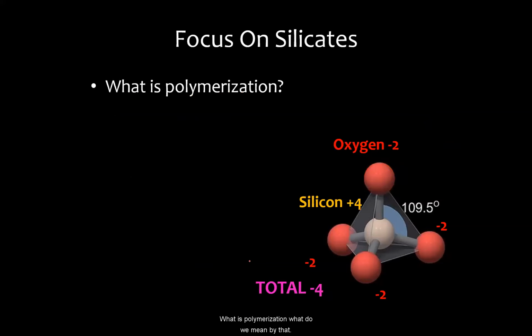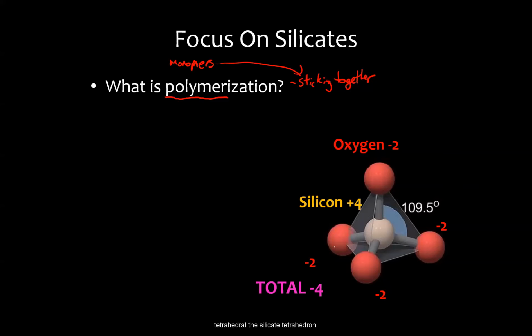So what is polymerization? What do we mean by that? Well, it's sticking together. Polymers are types of chemicals that are made of individual units called monomers stuck together in a regular pattern. In the case of silicate minerals, the monomer is this silicate tetrahedron. And when they stick together, they end up sharing those oxygens like we saw.